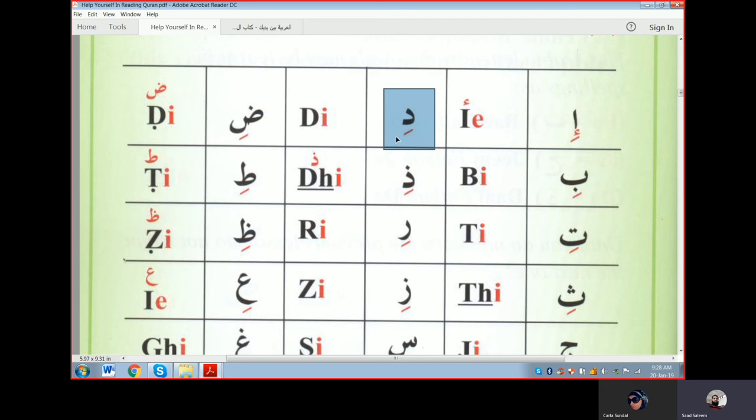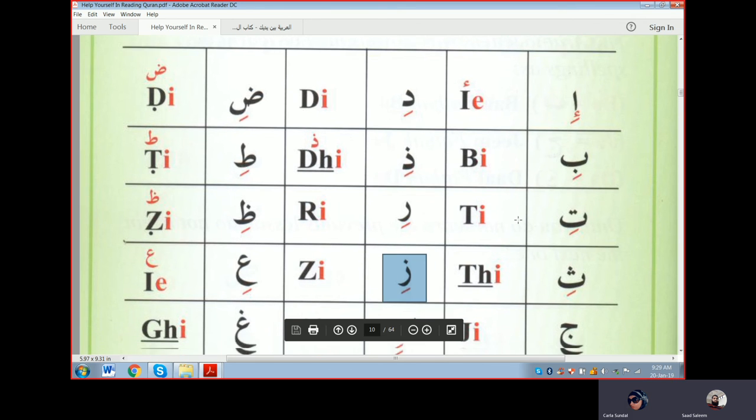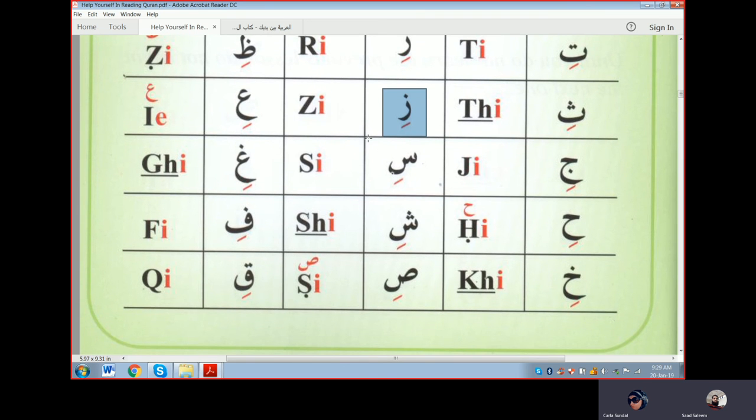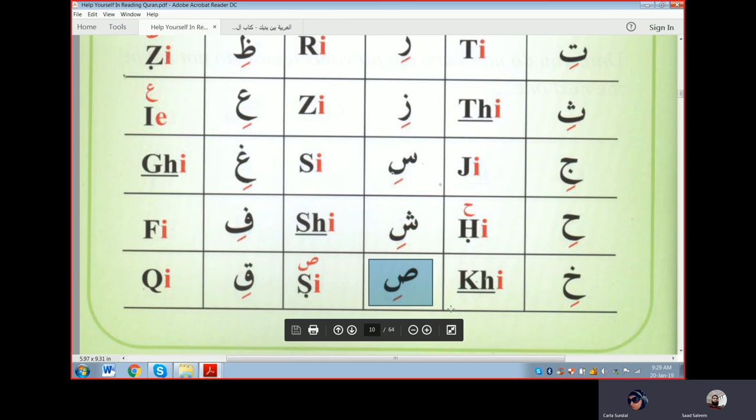Dal, kasra, di. Thal, kasra, thi, correct. Ra, kasra, ri. Okay. Zay, kasra, zi. Good. Seen, kasra, si. Sheen, kasra, shi. Sad, kasra, si.